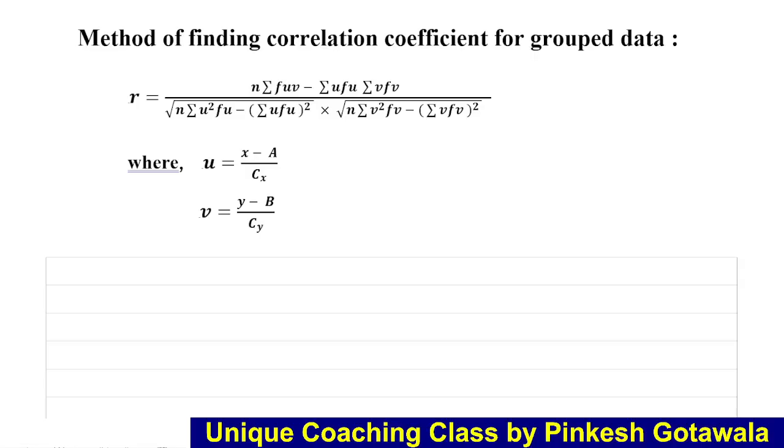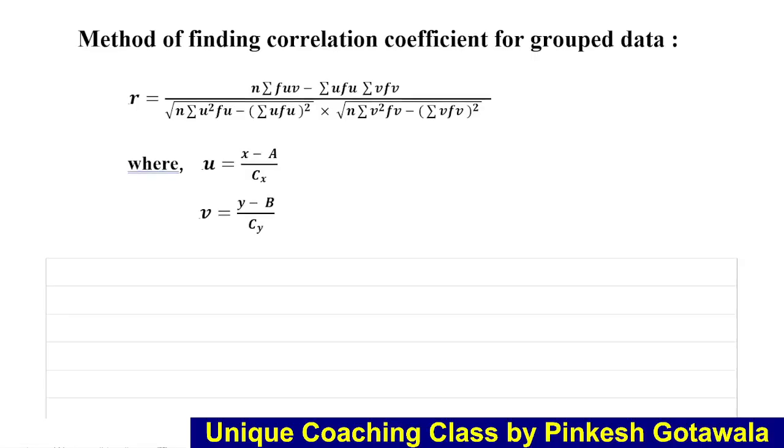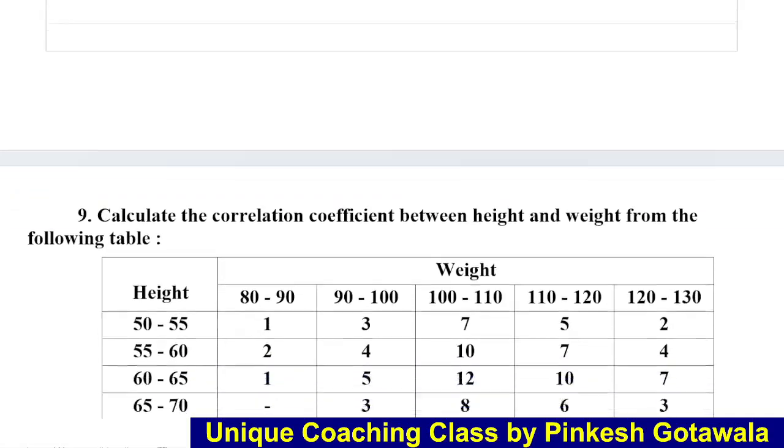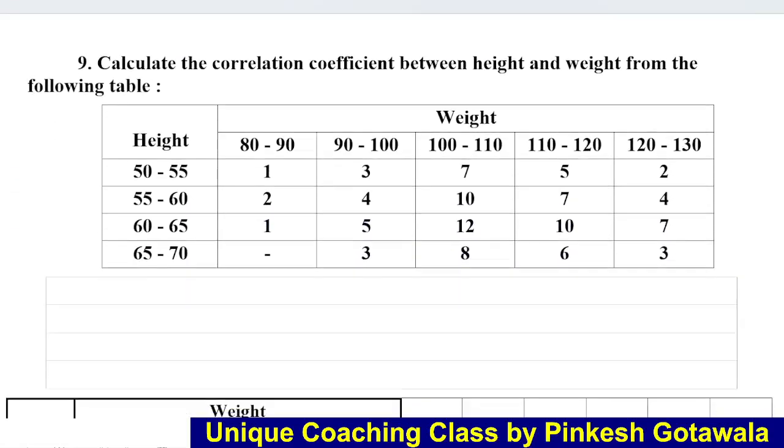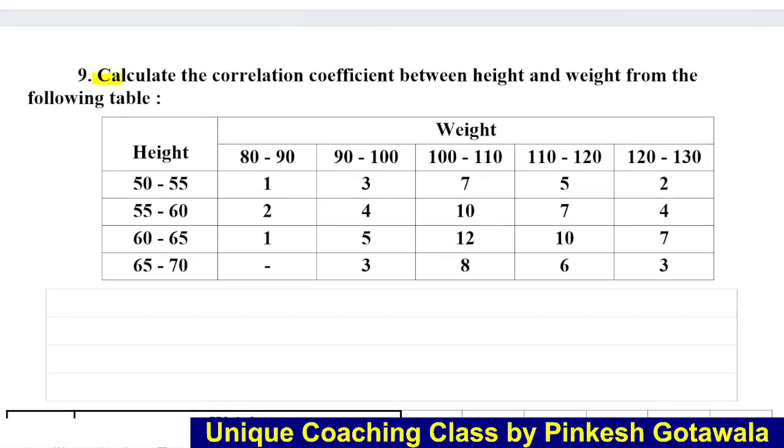Okay. So today we are going to solve sums regarding group data. So let's see sum number 9 in this chapter. Calculate the correlation coefficient between height and weight from the following table.